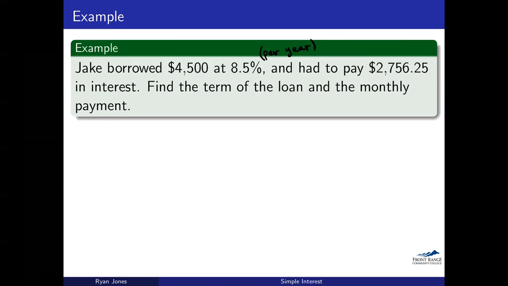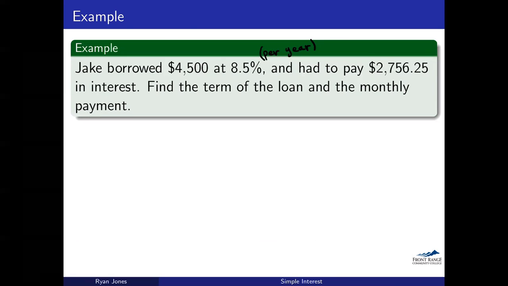So I'm actually being nice here, and I'm not bothering to tell us the actual, we don't have to calculate the interest is really what I'm getting at. I just give it to you. But where I'm sort of mean is that I don't have the time in here. And if we're going to find monthly payment, we got to know how many months that we're dealing with here. We got to know how long this loan was taken out.